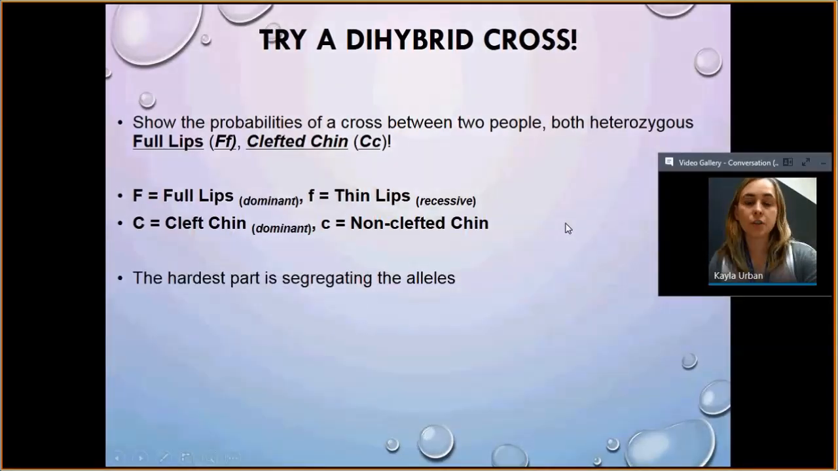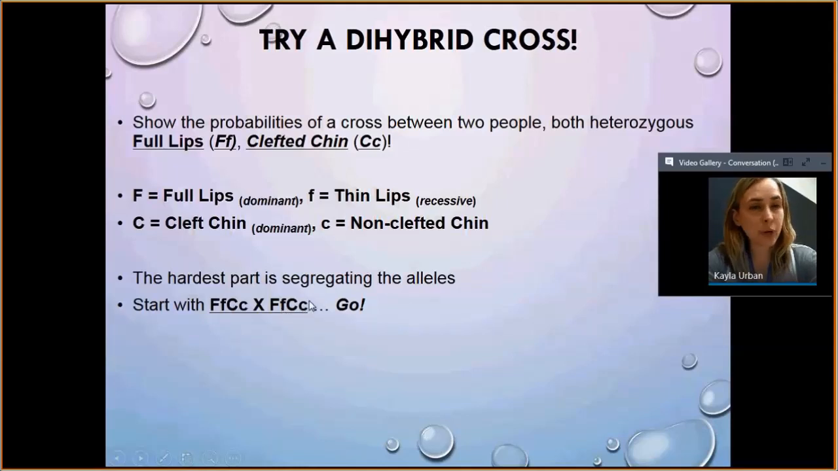So we're going to do the hardest part first, because the hardest part is segregating the alleles. Remember that that just means to separate them. So if you have one parent that's big F, big C, little c, and another parent that's big F, big C, little c, you're going to do every possible combination of an allele from a full lips allele with a cleft chin allele. Let me show you what that looks like.